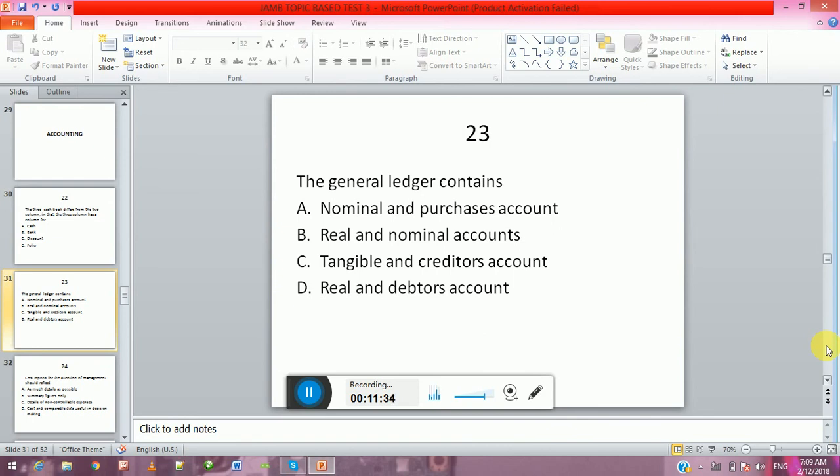The general ledger contains A. Nominal and purchases account, B. Real and nominal account, C. Tangible and creditors account, D. Real and debtors account.